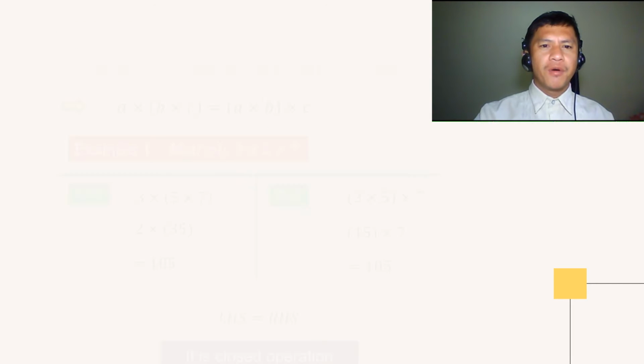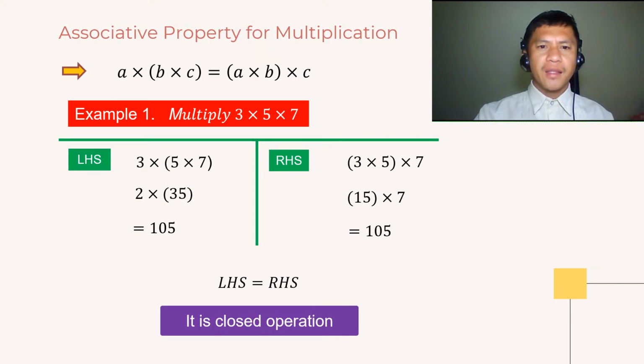Associative property for multiplication states that when you multiply any three integers, the grouping of the numbers does not affect the product. Consider the example here, 3 times 5 times 7. So using the property, we multiply the last two factors, we get 35, then multiply it with the first factor 3, then we arrive with the value 105.